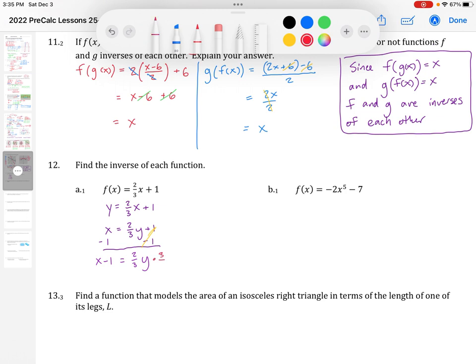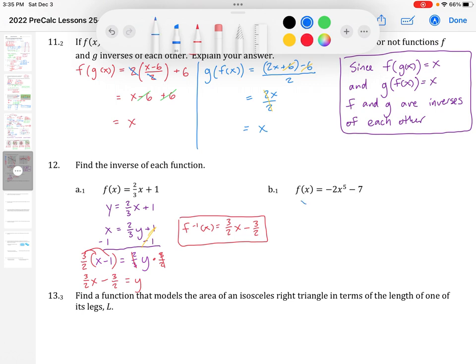And then I can multiply by the reciprocal. To get rid of that 2/3, I'm going to multiply by 3 over 2. So those cancel. And then I'm going to distribute and say, okay, we have 3 over 2 x minus 3 over 2 is equal to y. And then we'll just write that as f inverse of x is equal to 3/2 x minus 3/2. So that would be your inverse function.